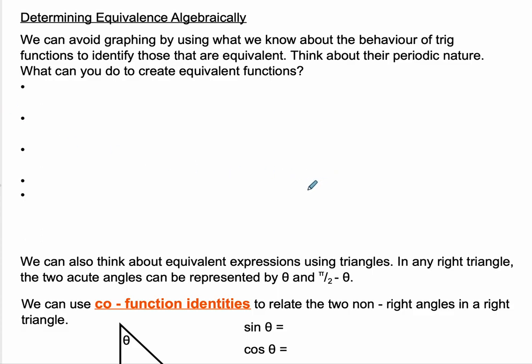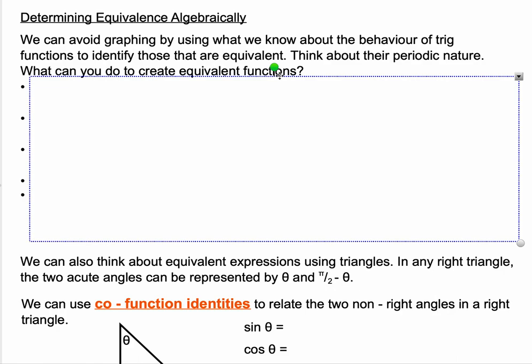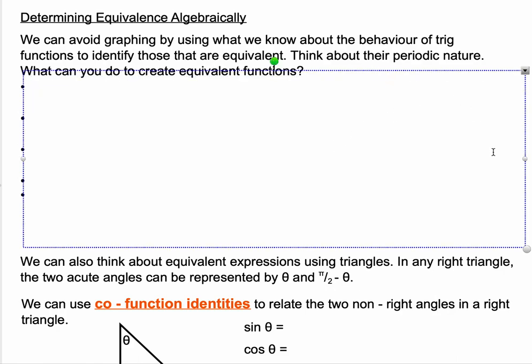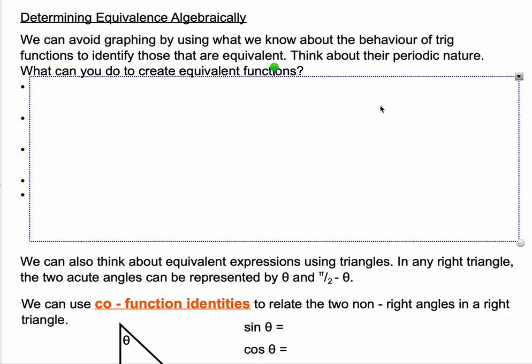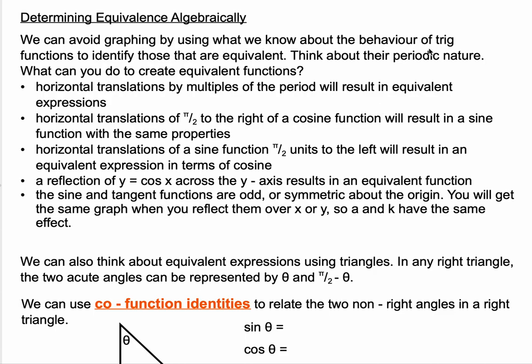I know a lot of you are tired of graphing, you don't love graphing. We can avoid graphing by using what we know about the behavior of trig functions to identify the ones that are equivalent. Because they're periodic, there are some tricks we can use. I will not torment you with my bad handwriting. The things we can do, and again, don't try to memorize this, just have it as a checklist for yourself and practice it until it becomes second nature.